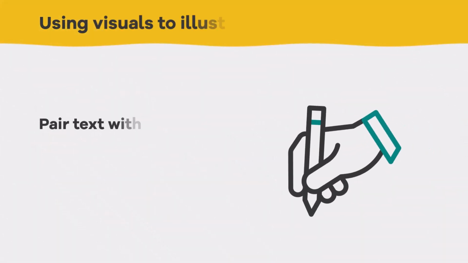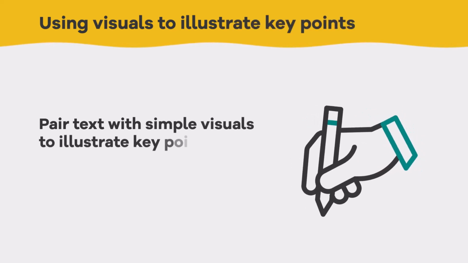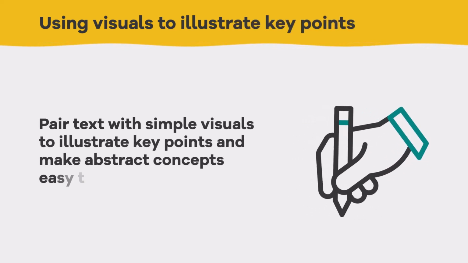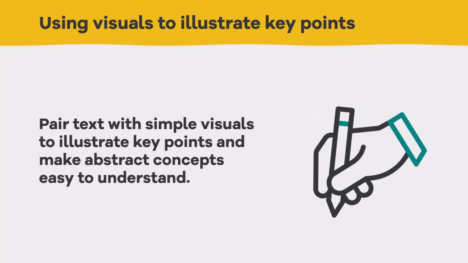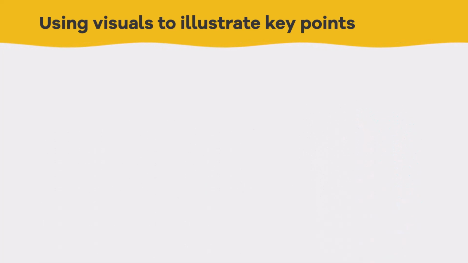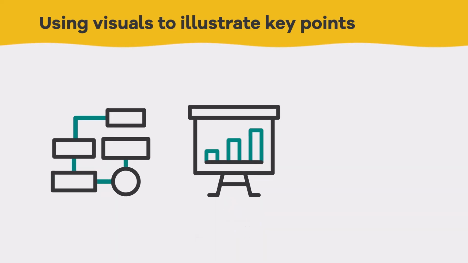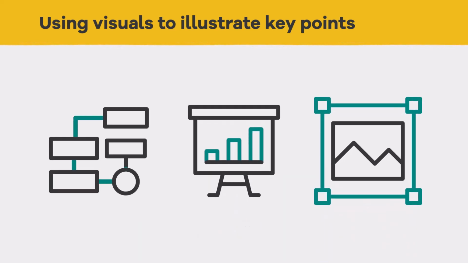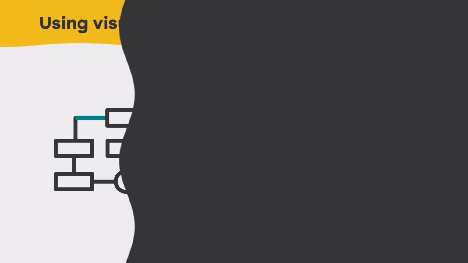Visuals play a critical role in e-learning by illustrating key points and making abstract concepts easier to understand. When selecting or designing visuals, aim for simplicity and clarity. Use diagrams, charts, and icons to break down complex information into digestible parts.